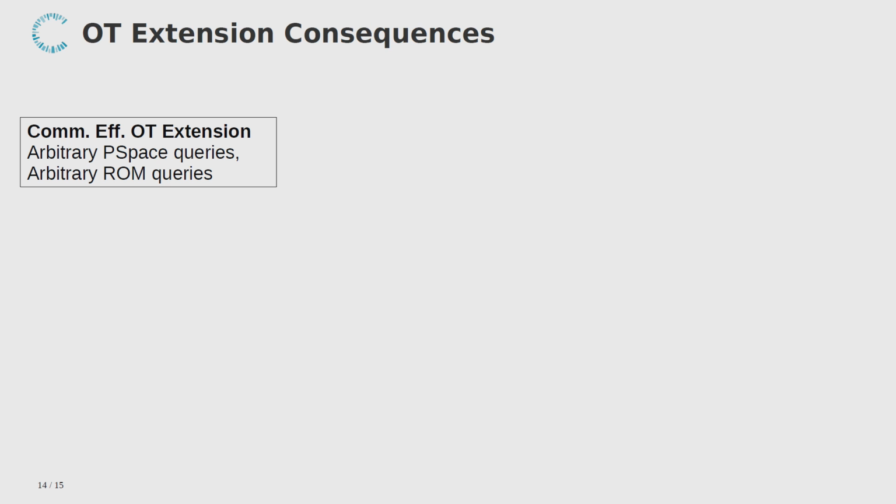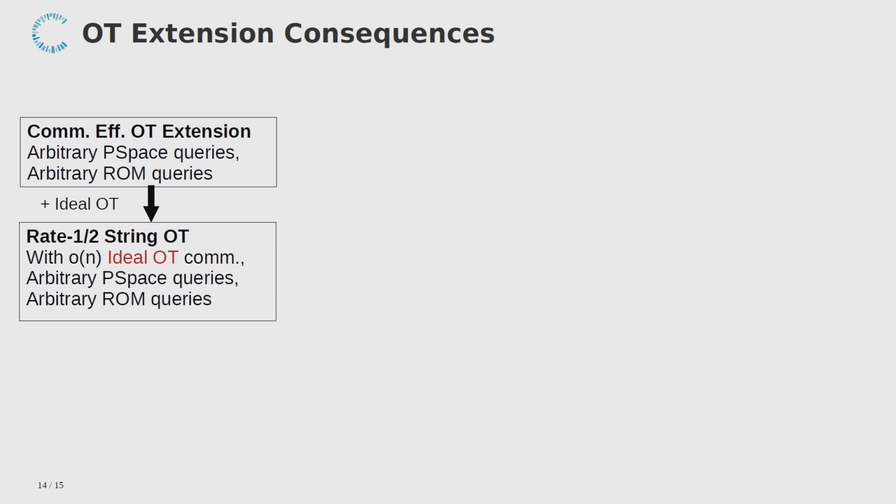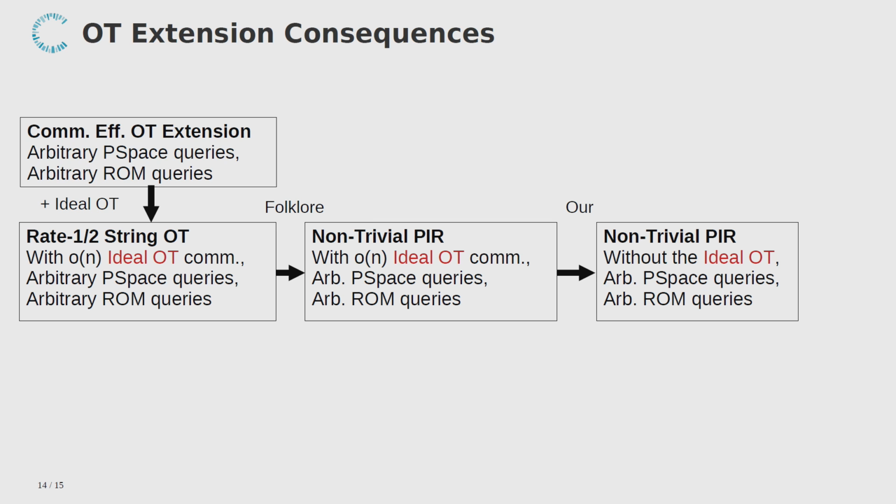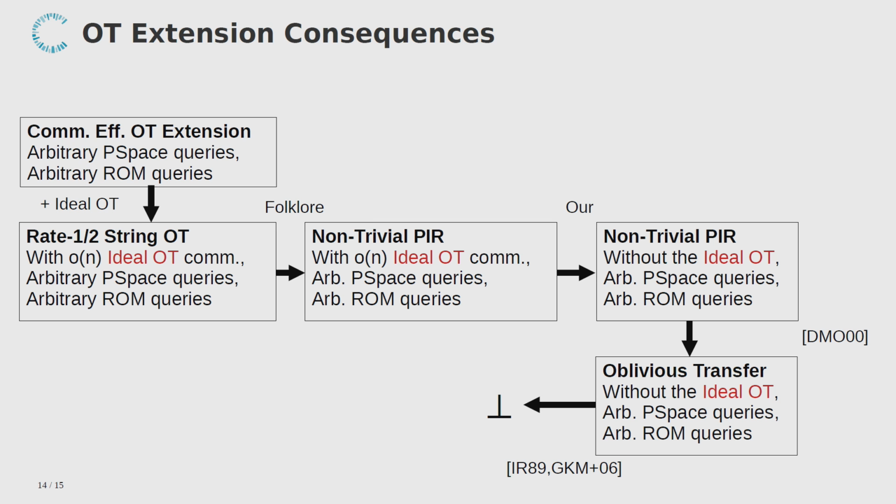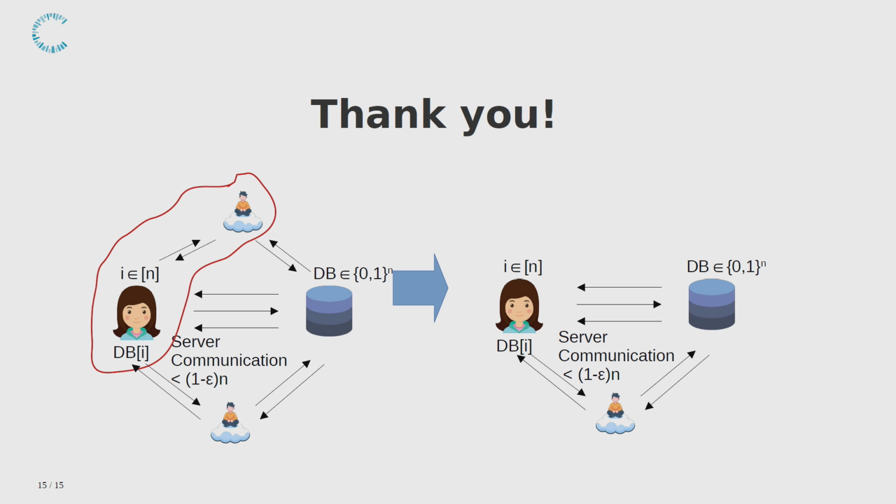Okay, let's walk through this again. We have a communication efficient OT extension protocol. We add an idealized oblivious transfer protocol that can be efficiently simulated in an oracle. And we walk through our steps again, and we arrive at a contradiction. So what this means is, essentially, it is not possible to build a communication efficient OT extension protocol. Okay. That is it. Thank you very much.